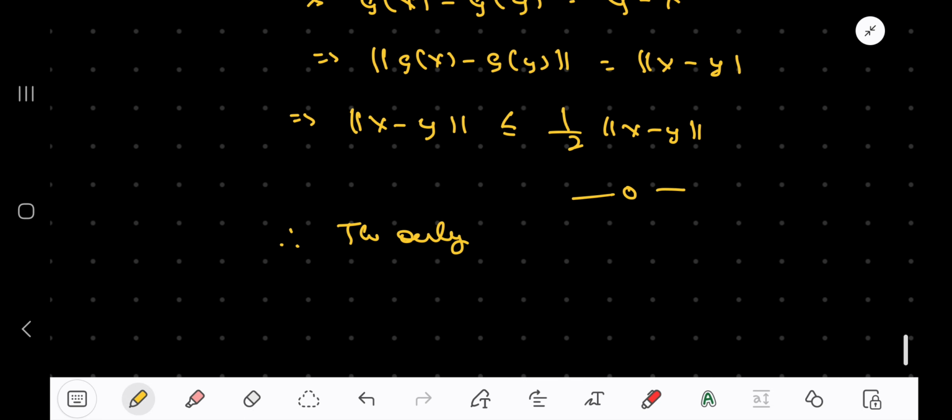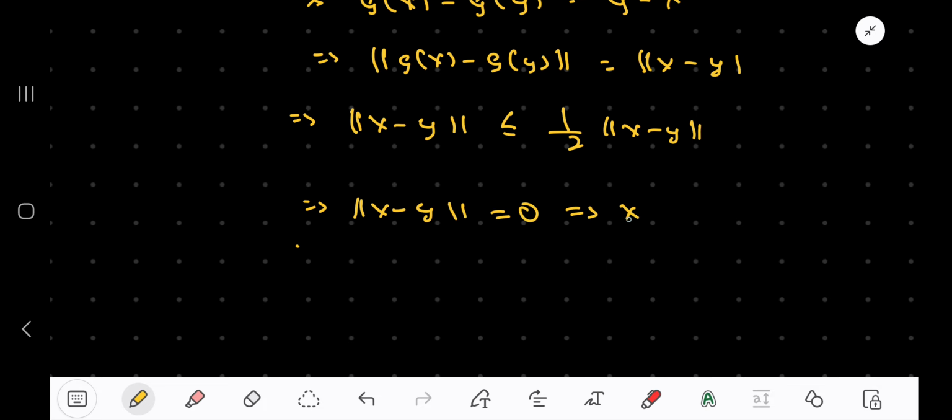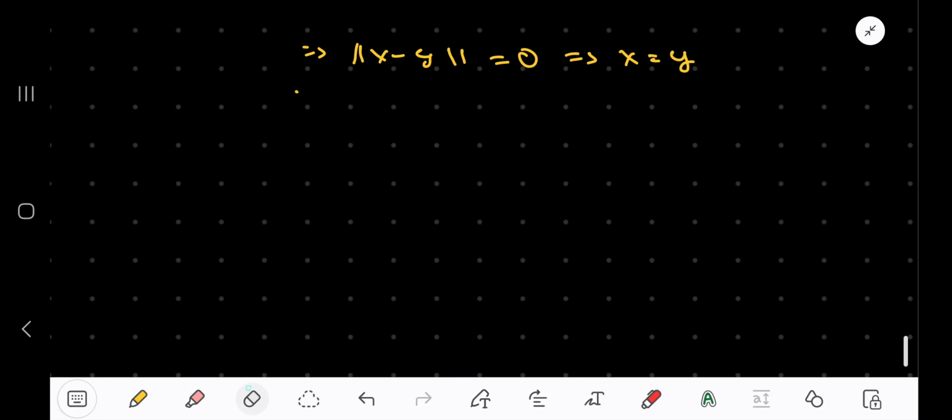Okay, so the only possibility, which implies that the norm of x minus y should be 0, that is the only possible case, which implies x must be equal to y. Oh, okay, let me not take the proof here. Yeah, so f is injective, right, f is injective. Fine. Now we show that the image of the ball contains the half ball.